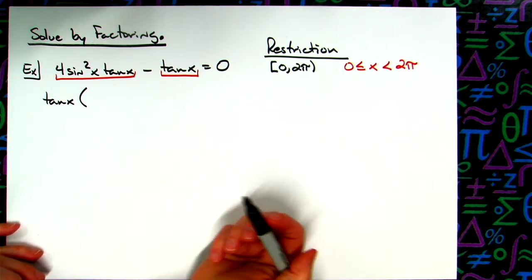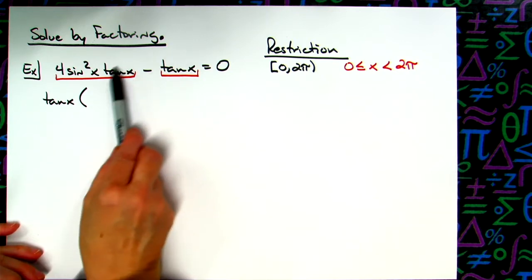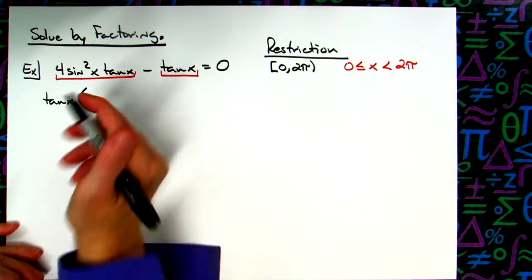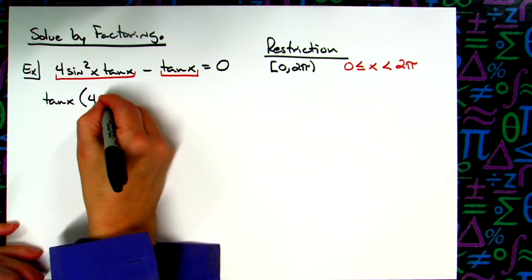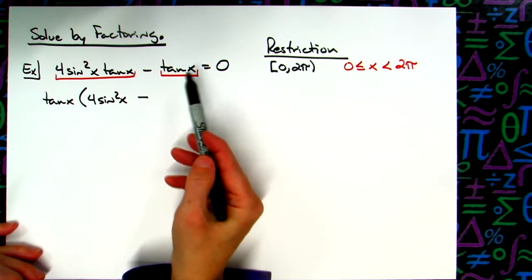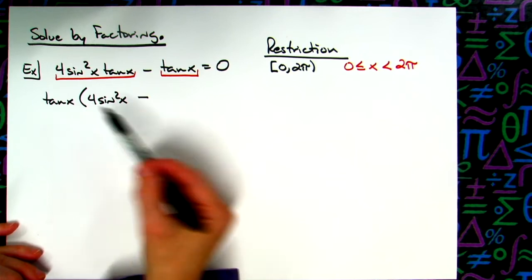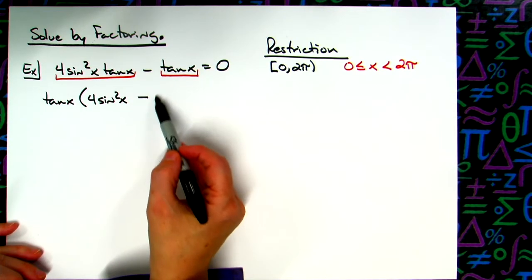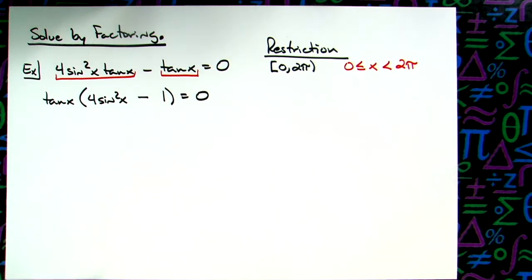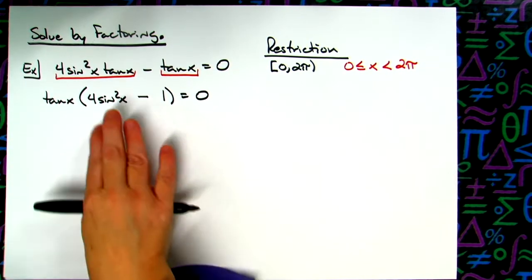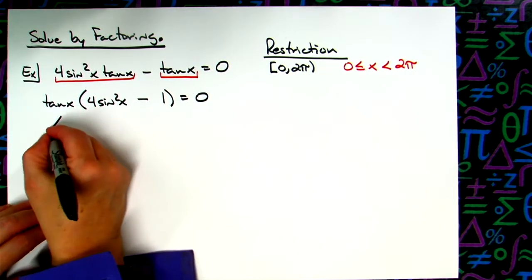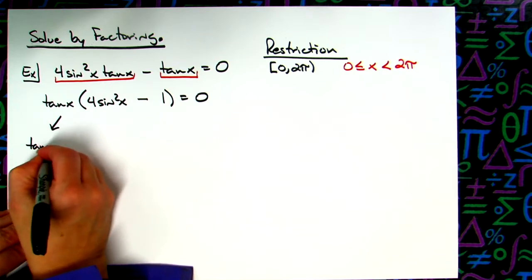All right, and if you remember factoring from the beginning of the year, take tangent x out of this first term, I'm left with 4 sine squared x. Minus sign comes straight down. If I take tangent x and I divide out tangent x, I'm left with a 1. All right, then we've got the zero product principle that says I've got two things multiplying together here to equal 0, so then I just set everything equal to 0, right? So we've got tangent x equals 0.